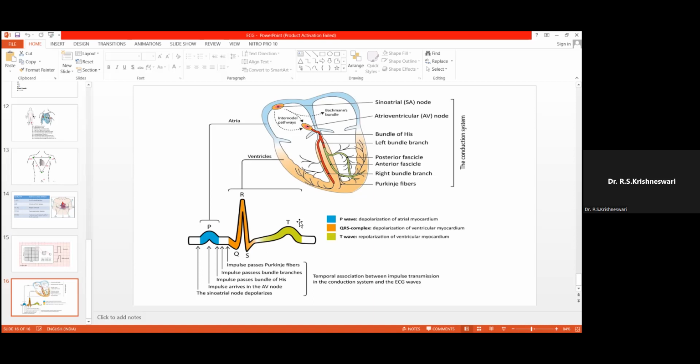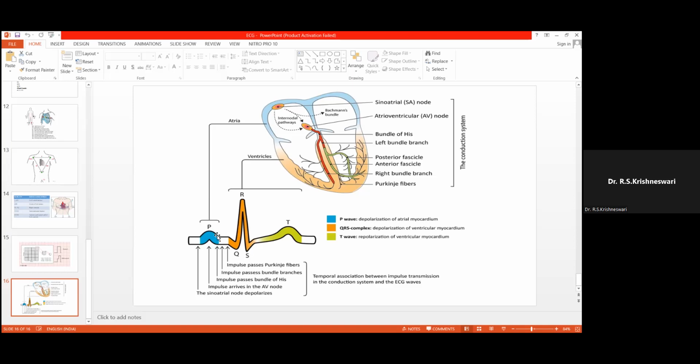And from the AV node, through the bundle of His to the bundle branches, the electrical impulses will be traveling. So there is a time gap from the AV node to the ventricles, to the right and left bundle branch. So there is a gap before the QRS, that is ventricular depolarization, and it is represented by a segment here. Understand? It is represented by a segment here.